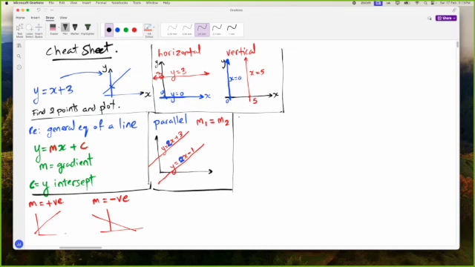We spoke about perpendicular. And that is where the gradient of the first line multiplied by the gradient of the second line will give you minus 1. So if you take the gradient of the first line, multiply it by the gradient of the second line, you will get minus 1, which is perpendicular.